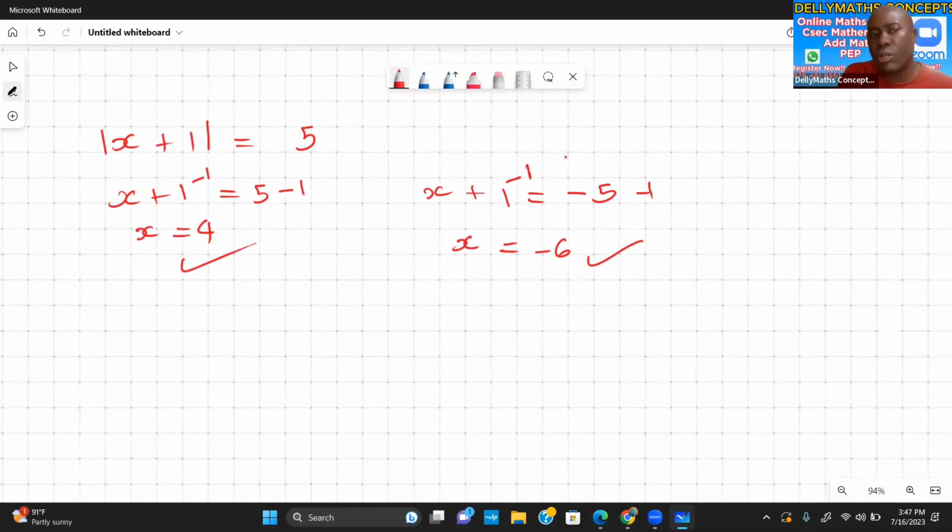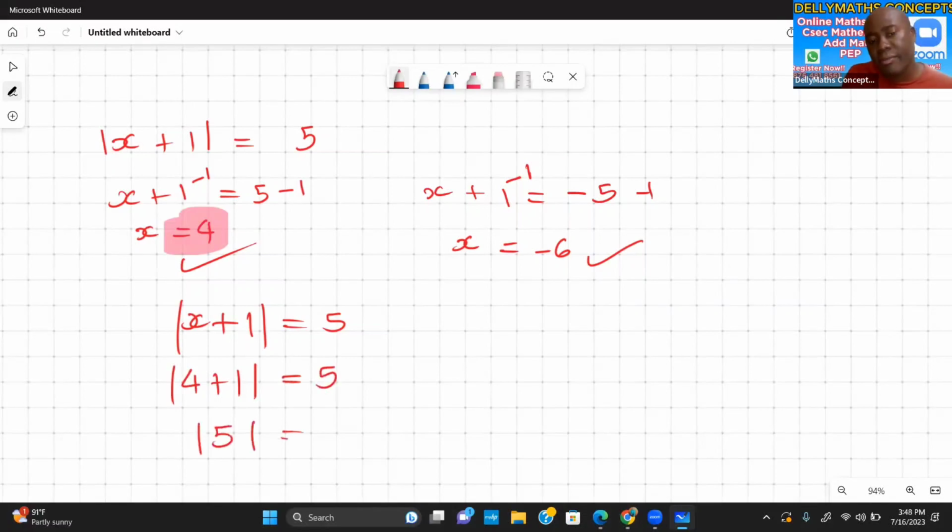Let's take a closer look. Now, let's look at the context where x is, say, 4. So we're going to substitute 4 here. Let's go. 4 plus 1, then the absolute value of 5 is 5. This is correct. So you can see that the 4 is correct.